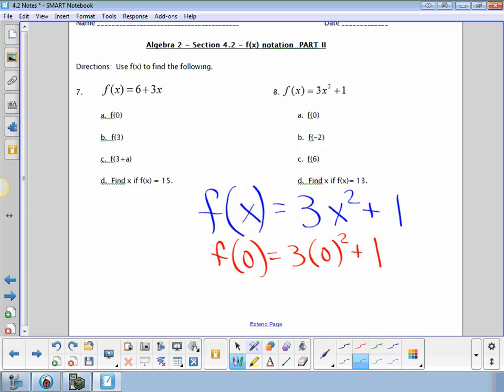So what's 0 squared times 3 plus 1? 1. So that's 1. Good? The next one says, plug -2 into the machine.